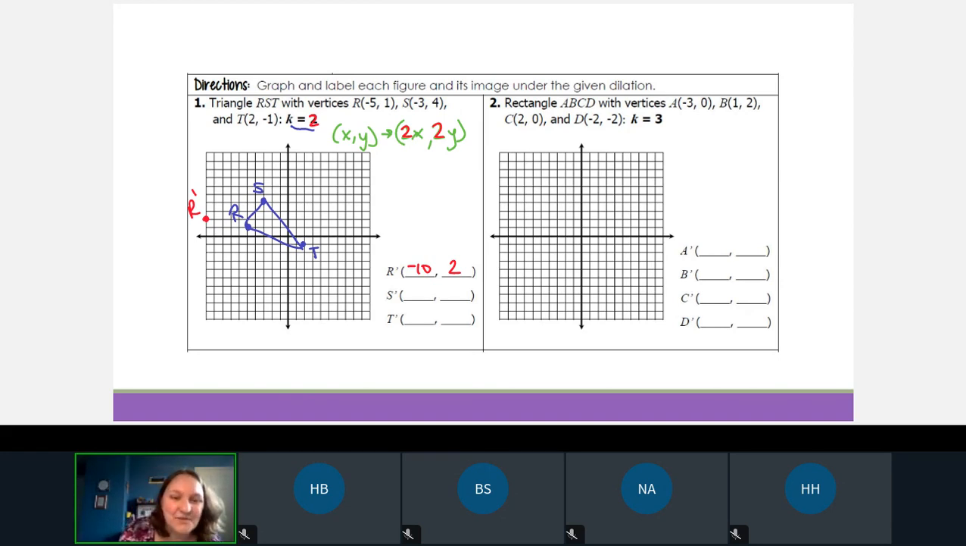S is at -3, 4. So we're going to multiply each coordinate by 2. So S prime becomes -6, 8, just multiplying by the scale factor. So -6, 1, 2, 3, 4, 5, 6, +8. And we label that S prime. And then T was at 2, -1. So multiply each of those by 2 for 4, -2. 1, 2, 3, 4, 1, 2. So this is the same triangle.